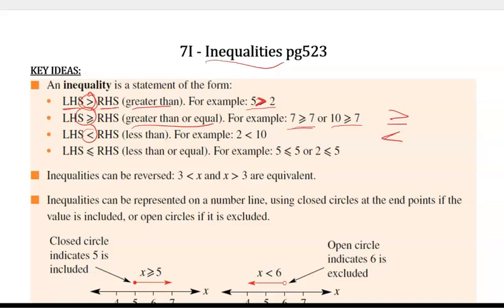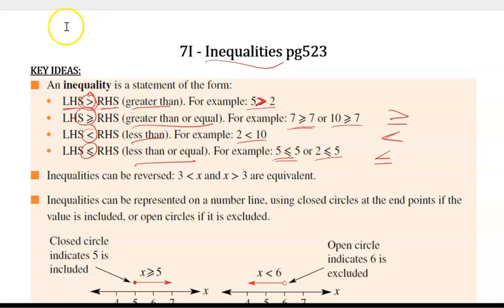So we have the left-hand side is less than the right-hand side. So 2 is less than 10. But in this case, the left-hand side is less than or equal to, and I'll write it again, less than or equal to. It could be 5 is less than or equal to 5, same number, it counts, or 2 is less than 5. So you can flip them around too.